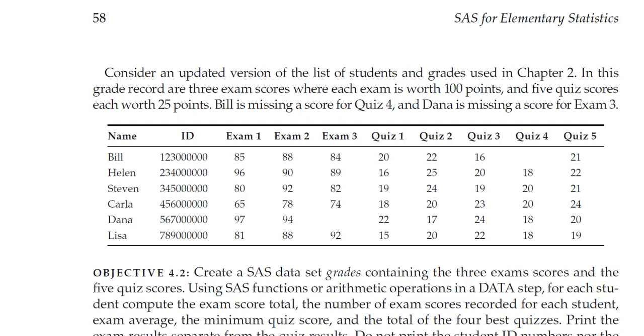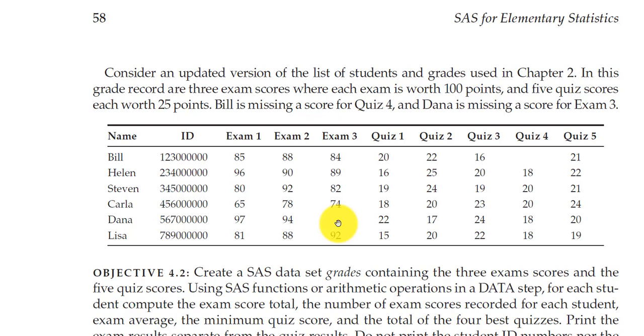In Chapter 2, we looked at an example where we had a grade book or class of 6 students. And so let's look again kind of at that setting. We had these student names, we had their ID numbers. Now then there are 3 exams in the class. We have scores for the students for those 3 exams. We have 5 quizzes here also. We do have some blanks in here. Bill is missing quiz 4. Dana is missing exam 3.